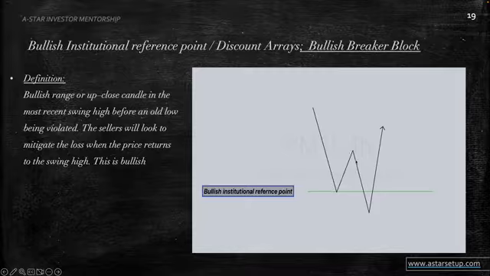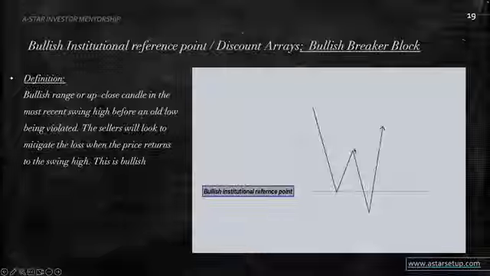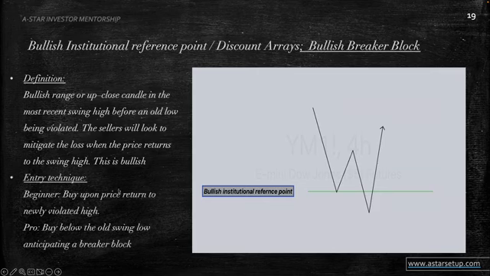So then price trades and violates the old low. So this was the old low I talked about. Price violates it. It goes lower. Then spikes upwards. So when price returns back to this swing high, what do you want to do? You want to buy. Beginners, I advise you buy here when price returns back to this swing high. Pros, you know the deal. You're already anticipating a breaker off of this level.